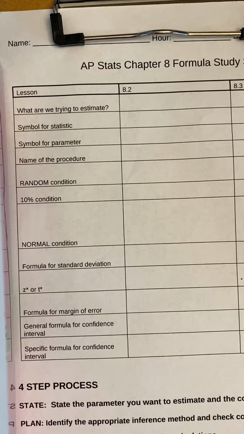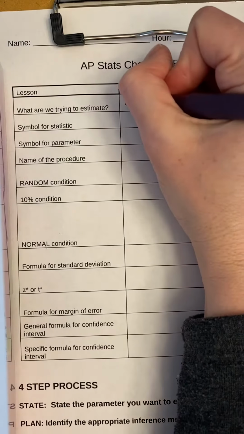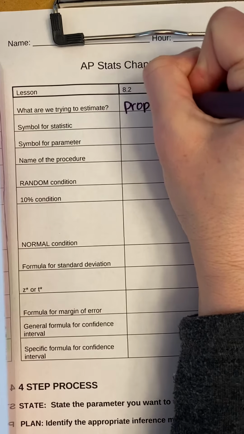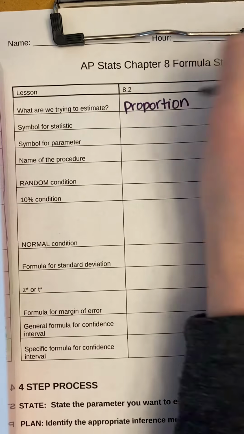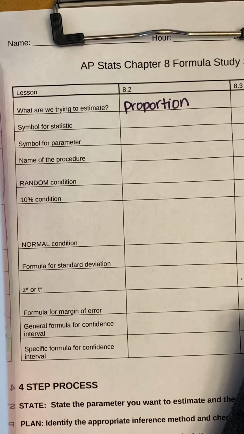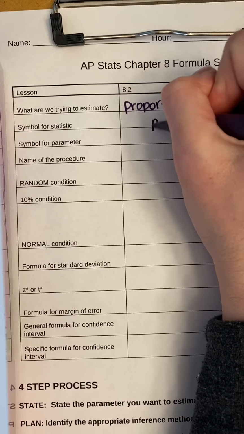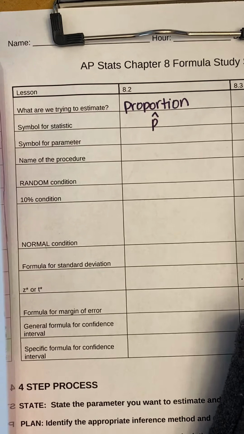All right, let's review section 8.2 before we look at putting it all together in a four-step process. So section 8.2, we were trying to estimate the proportion, percents. The symbol for the statistic for proportions is p hat. The symbol for the parameter is p.